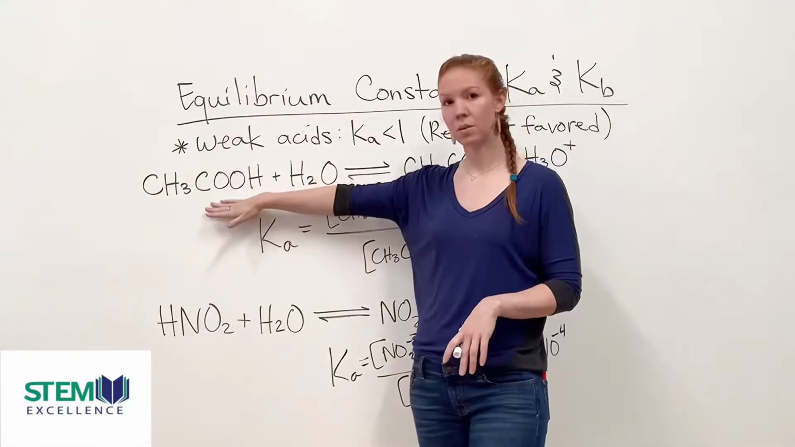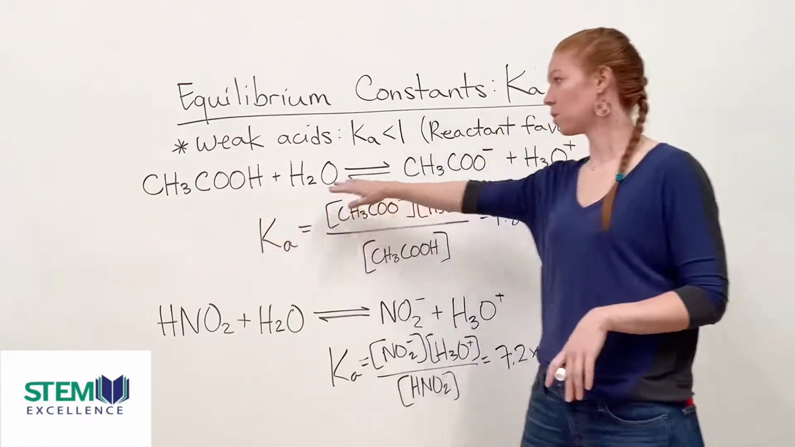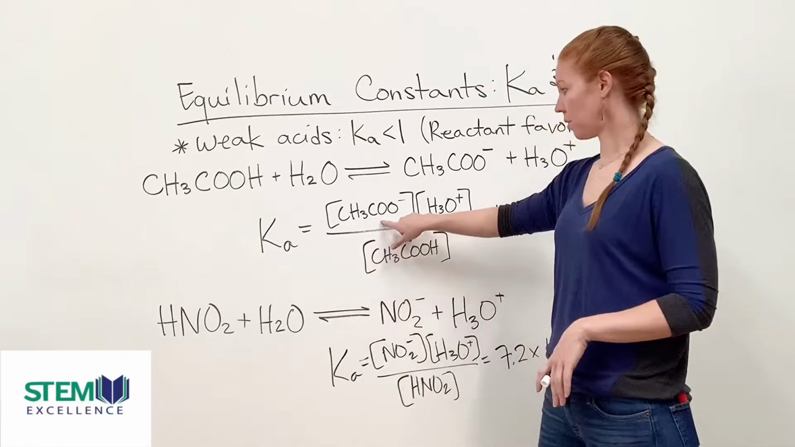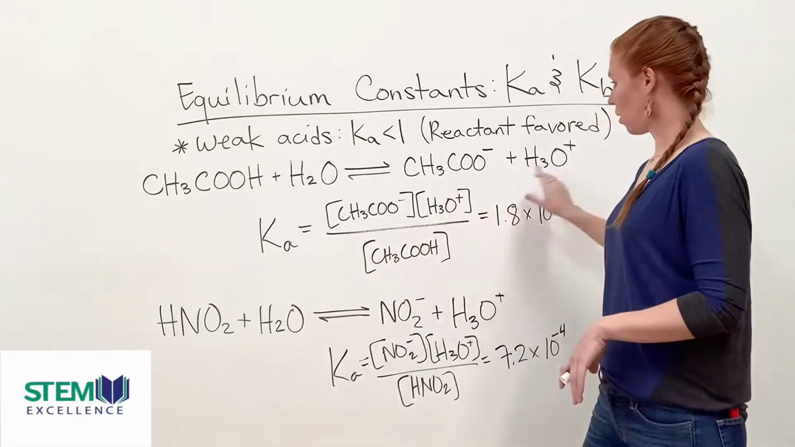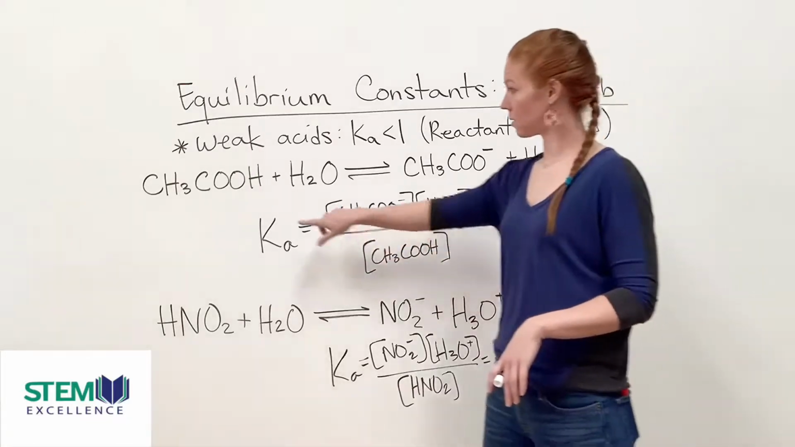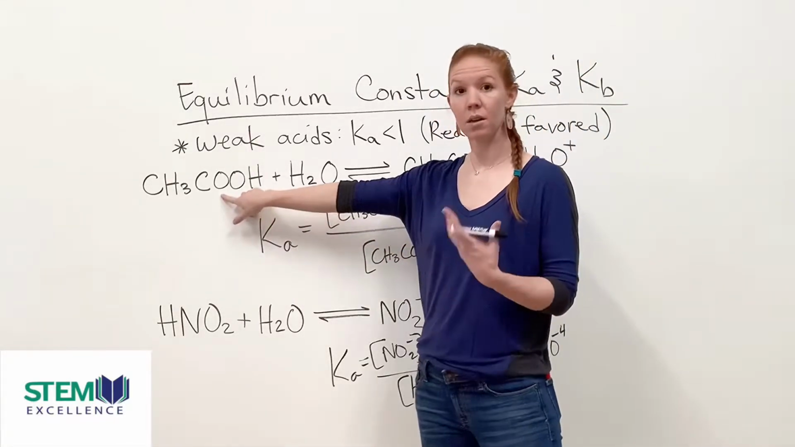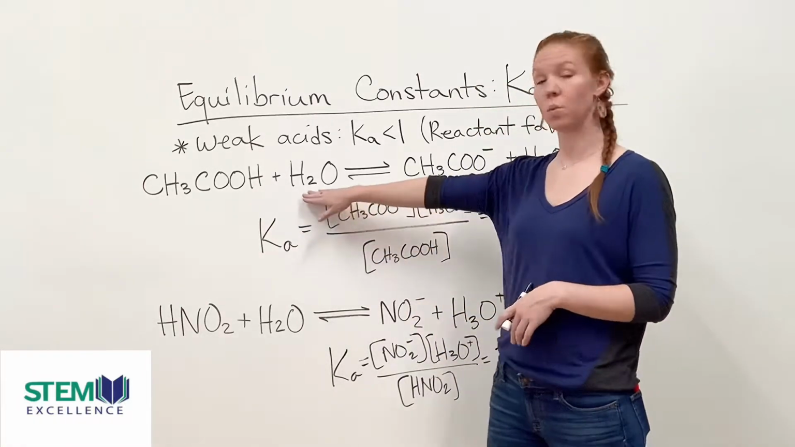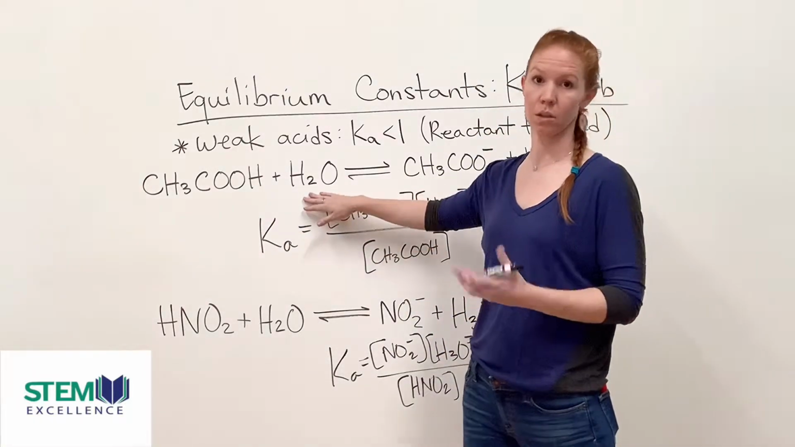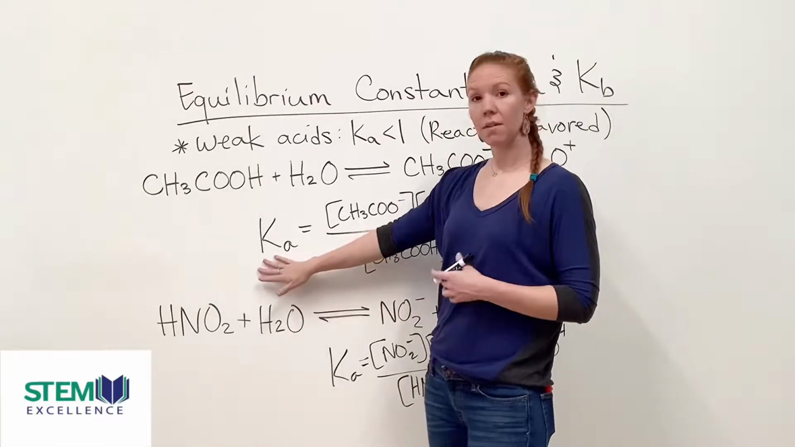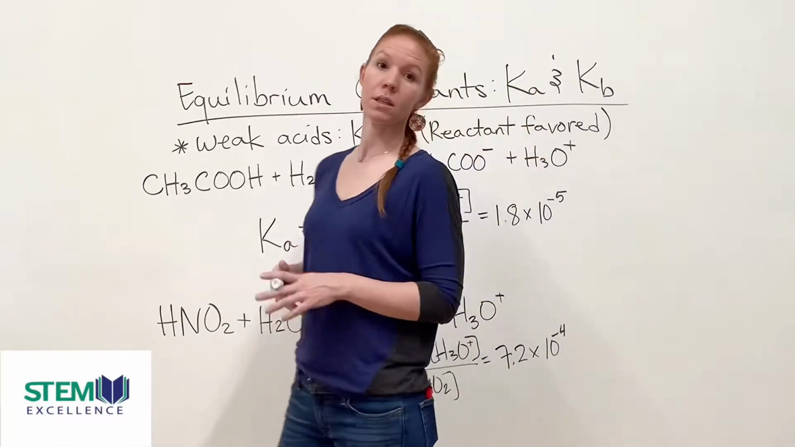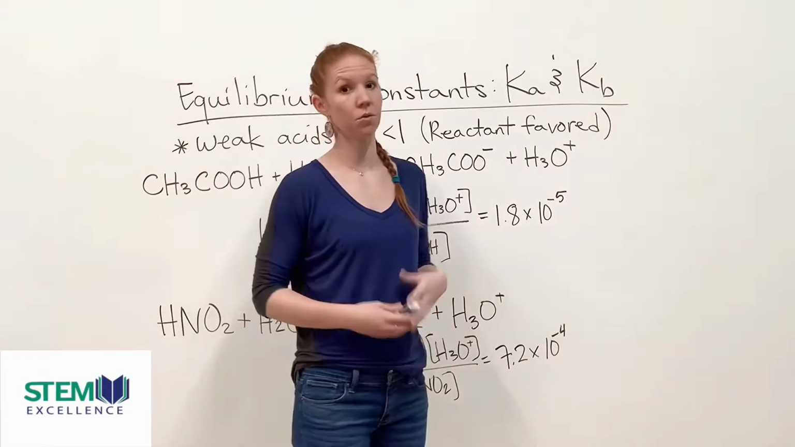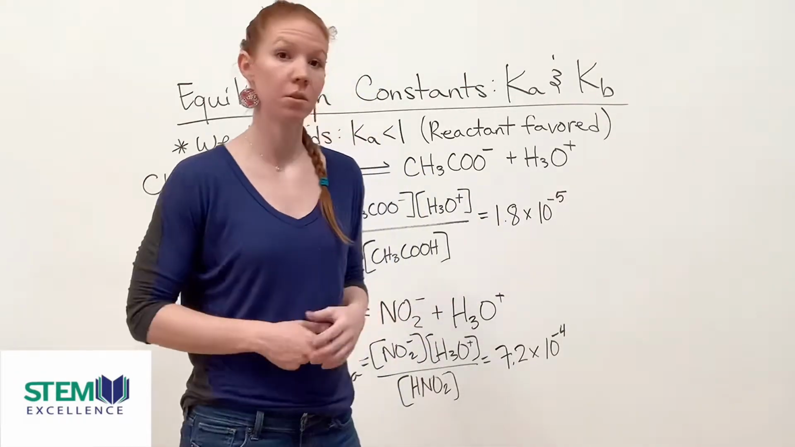Let's consider this reaction for acetic acid in water. The Ka expression is going to be the products over the reactant. Remember, in our equilibrium constant, we don't put solids and liquids. So since water is always a liquid, it doesn't go in our expression. The Ka value for acetic acid is 1.8 times 10 to the negative fifth. These values are very well known, very well established.